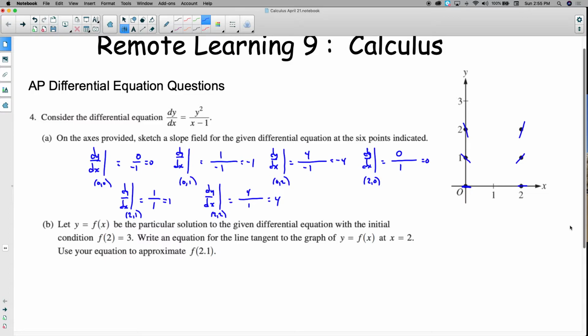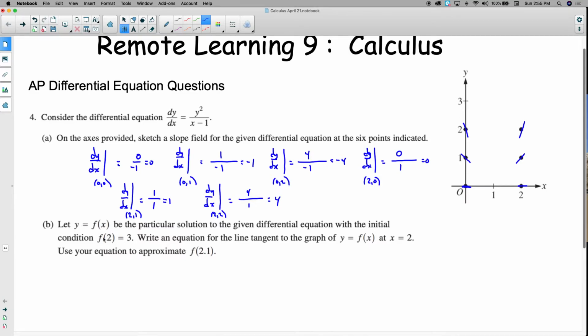So let y equal f of x be the particular solution to the given differential equation with the initial condition f at 2 equals 3. As I mentioned, this is not the actual function, this is just its derivative. We're looking for the actual function, but that's actually not what we're doing. It's just setting up what that is. I think that's going to be part C, to go find it with the initial condition here.